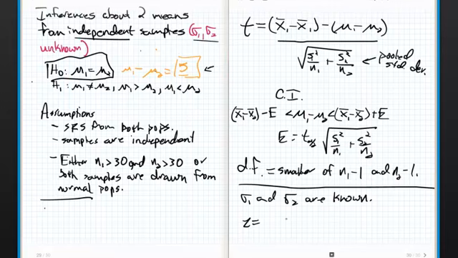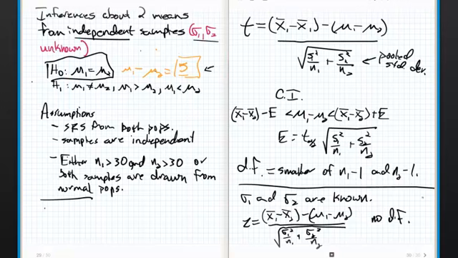T turns into Z. If you know sigmas, t always turns into z. And we just end up with x1 bar minus x2 bar minus mu1 minus mu2. That's often 0, which is nice. It makes life easy. And then instead of those s1 squareds, I've got sigma 1 squared over n1 plus sigma 2 squared over n2. And the best part is, when I'm dealing with z, no df's, right? Because I get to play ball on the standard normal curve.